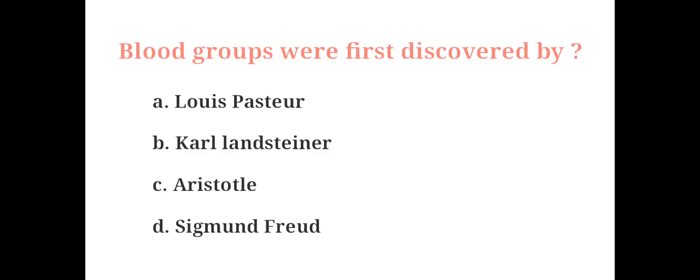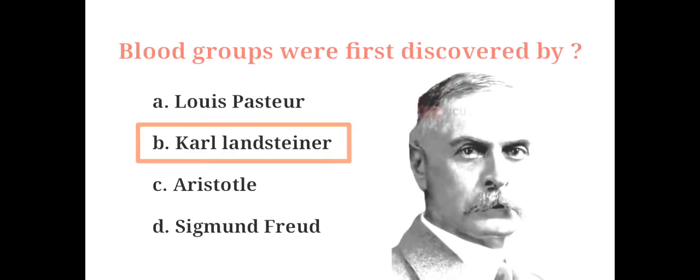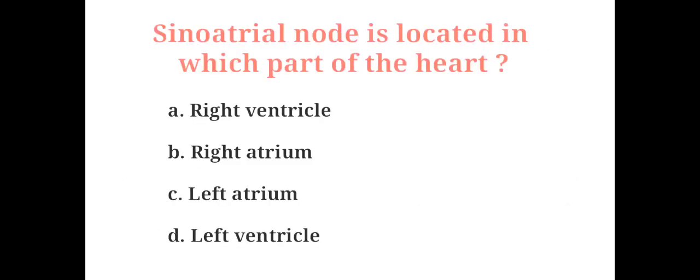Blood groups were first discovered by? The correct answer is B. Karl Landsteiner. Sinoatrial node is located in which part of the heart? The correct answer is B. Right atrium.